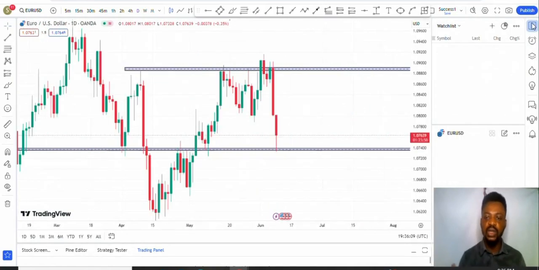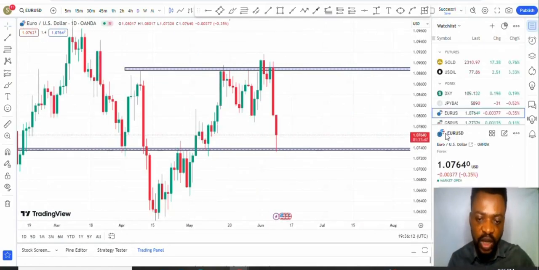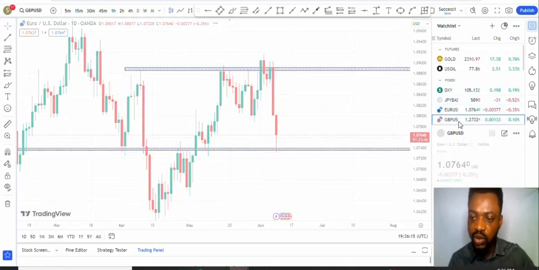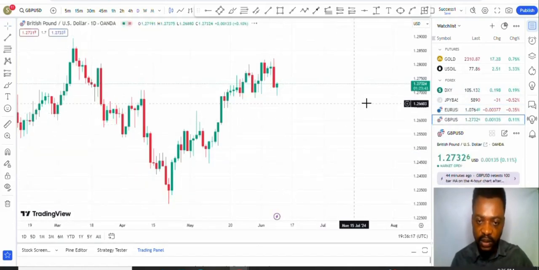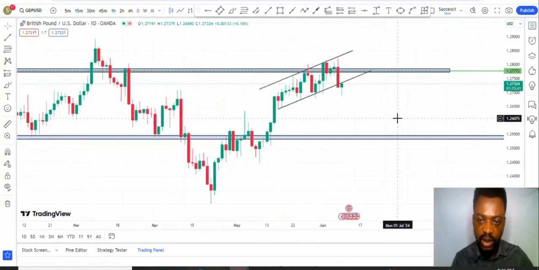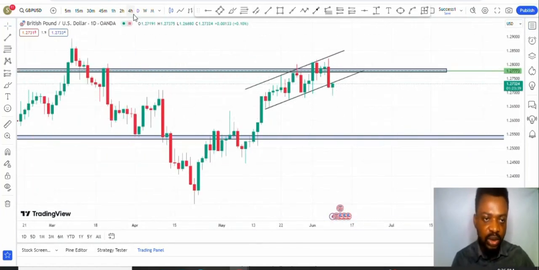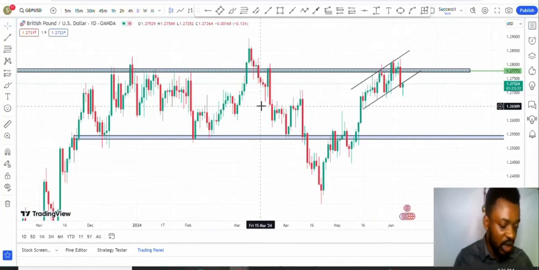So let's just look at GBP/USD. For me on EUR/USD, I want to watch it carefully. Next is GBP/USD, but I want to watch EUR/USD carefully. So let's see GBP/USD.